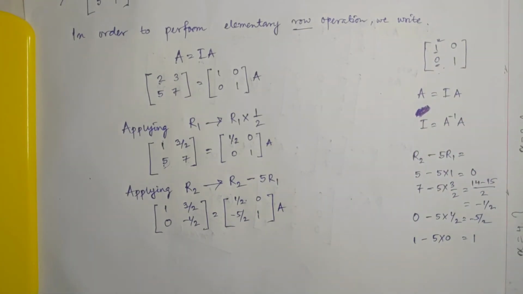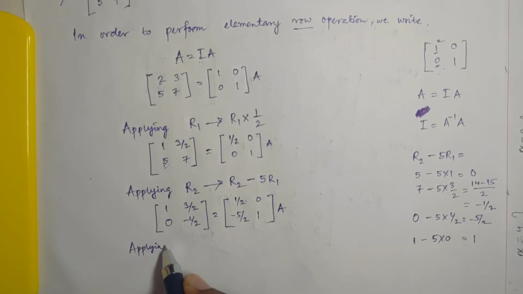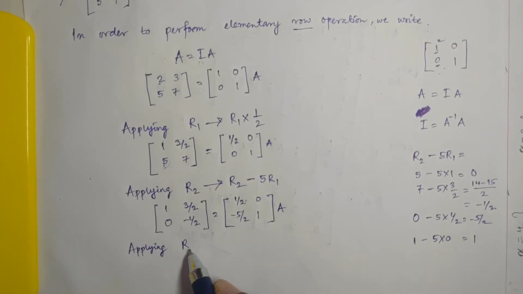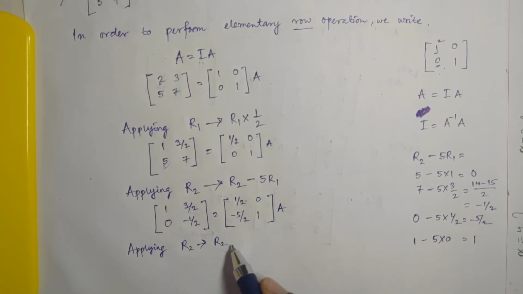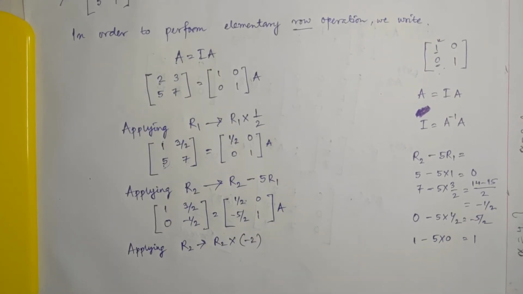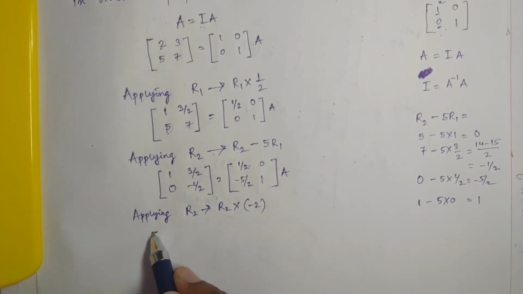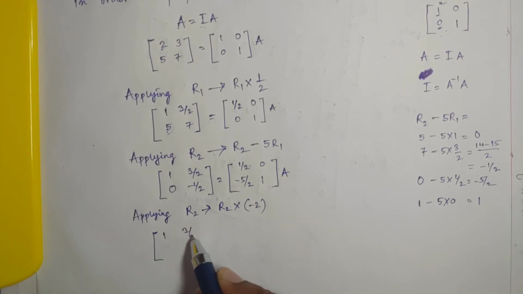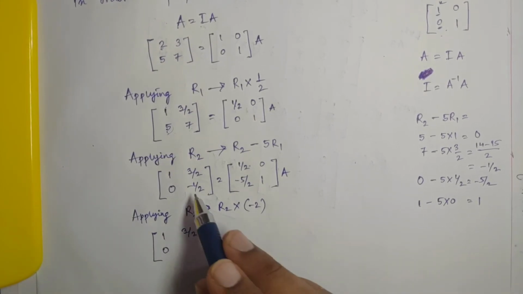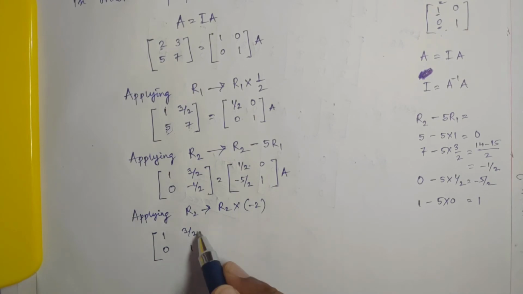I already told you, whenever I have to get 1, I just multiply by the reciprocal of this thing. So what is the reciprocal of half? It's 2. But since there is a minus, I will multiply with minus 2. So write down, applying R2 implies R2 multiplied by minus 2, right? So if I multiply R2 with minus 2, what do I get? This one is 1, 3 by 2, 0. This becomes minus 2, 1.